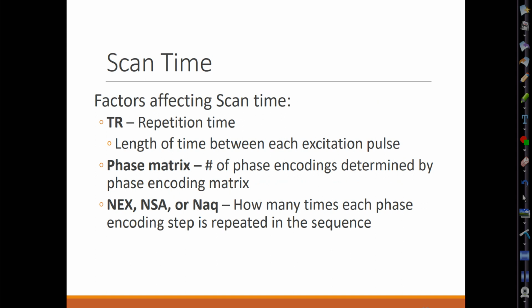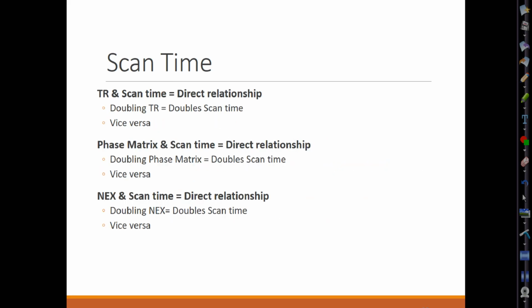So here are the factors that affect scan time, which we already talked about. TR and scan time have a direct relationship. Phase matrix and scan time have a direct relationship. And NEX and scan time have a direct relationship. Remember, it's not like with signal where you increase your NEX and it's going to be the square root of whatever you increase it by. With scan time, it's a direct relationship. That's proportional.